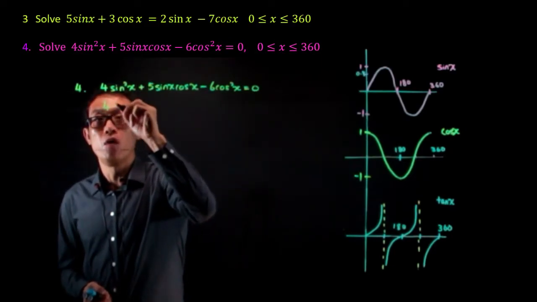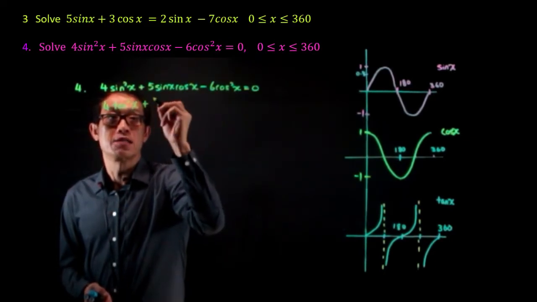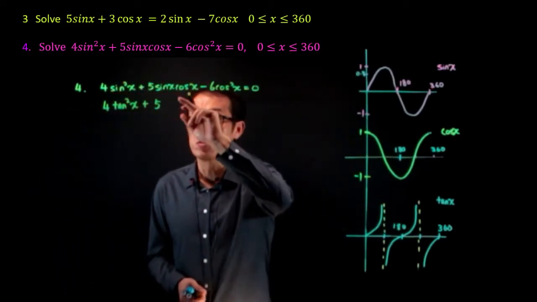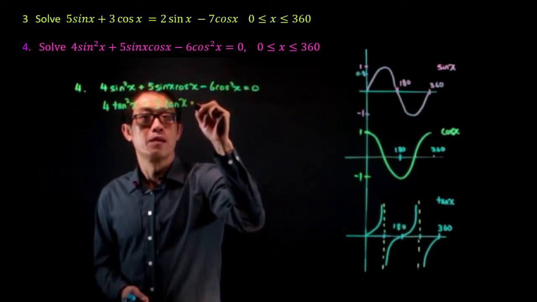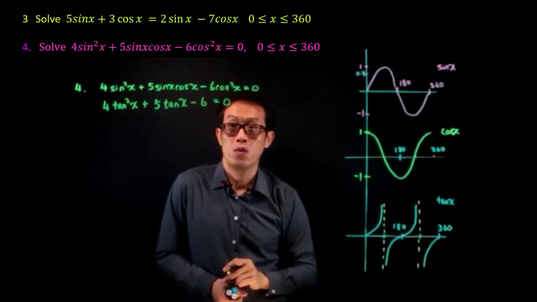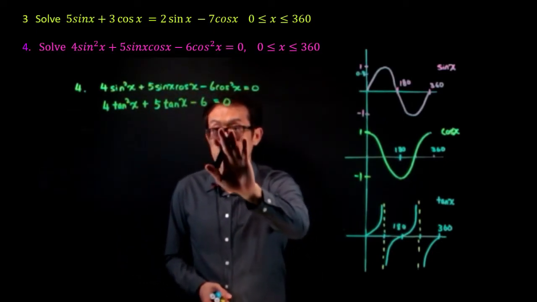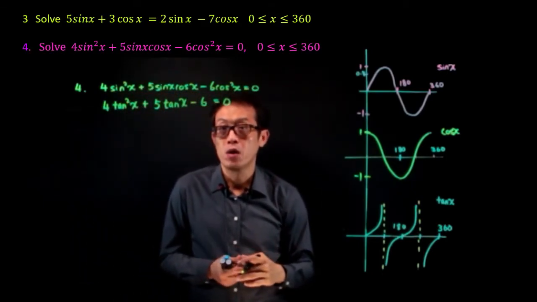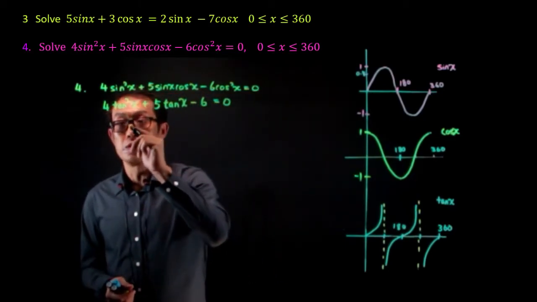So you will have 4 tangent square x plus 5. Now divide by cos square x and cos x cancel, so sine x over cos x, you are left with tangent x, minus 6 equals to 0. Now you look at this, it is just a quadratic equation. Okay, you can use a quadratic formula, or you can complete the square, or you can factorize if it's possible. Yes, it is possible to factorize.